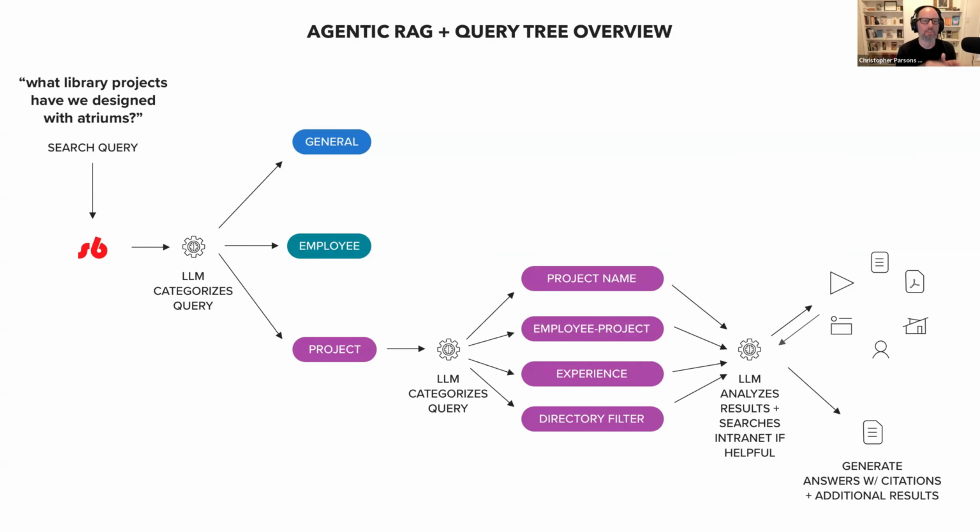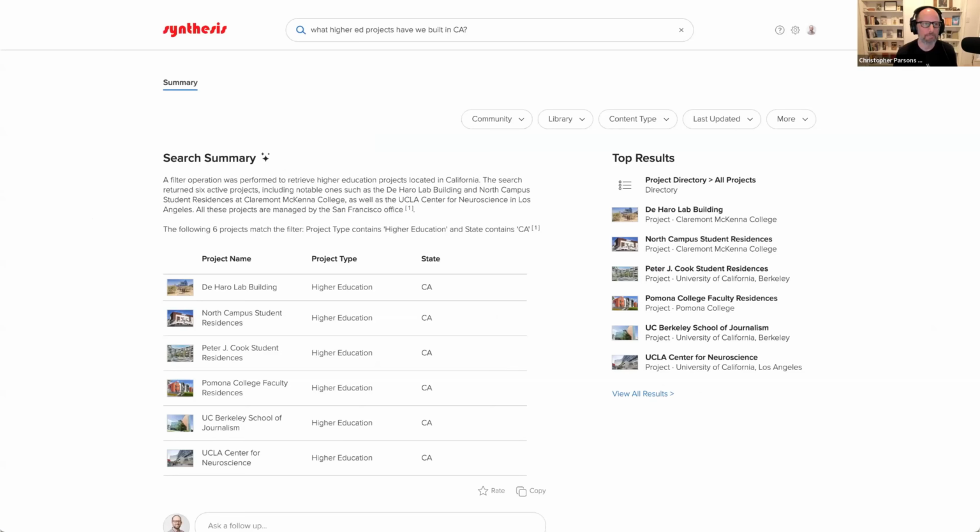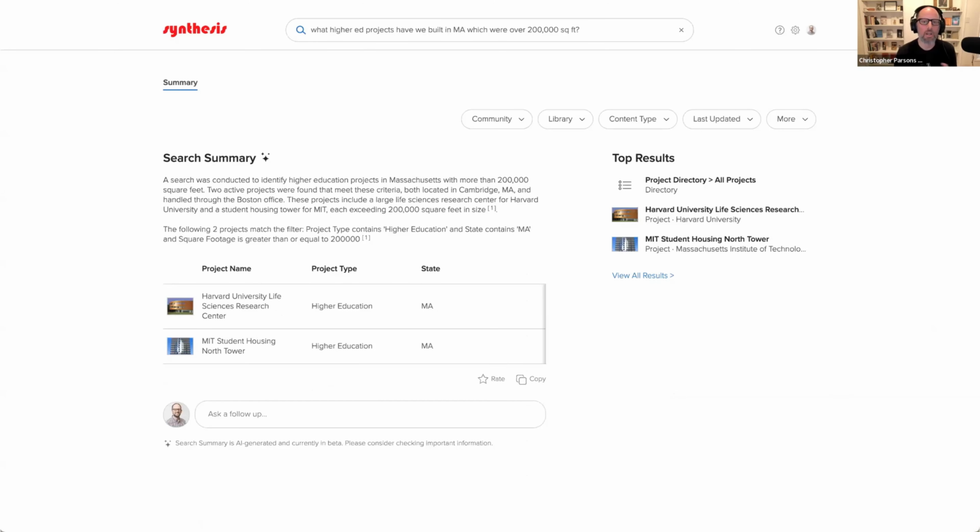And so we're adding a branch to the query tree for projects that looks very similar to what I just showed you for employees. And here are some screenshots from the lab of what we're calling advanced project search. So I searched on what higher ed projects have we built in California, searched the Synthesis project directory, and this data is sourced from systems like Deltek, Unanet, AEC 360, and OpenAsset. Or maybe just to show off a little bit more, what higher ed projects have we built in Massachusetts which were over 200,000 square feet? And you can see in the search summary at the last sentence, these following two projects match the filter. Project type equals higher education, contains the state Massachusetts, and square footage is over 200,000 square feet.